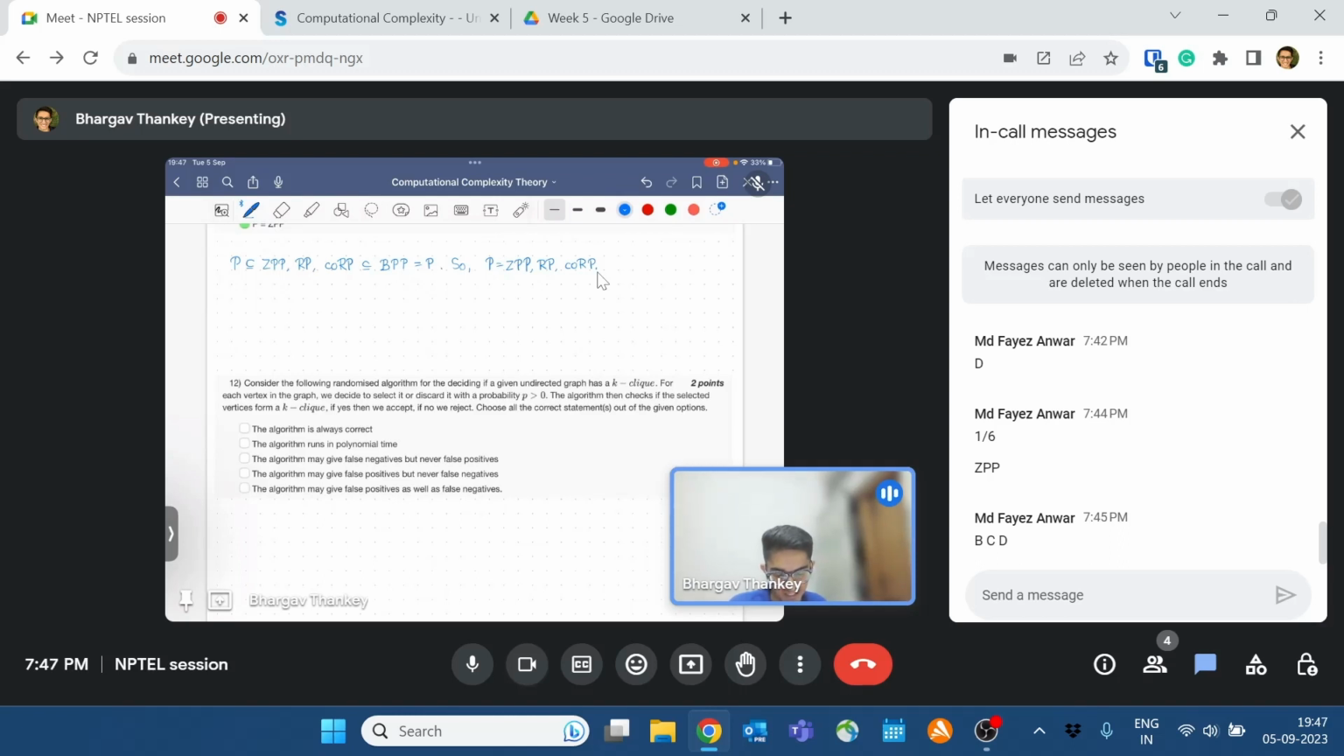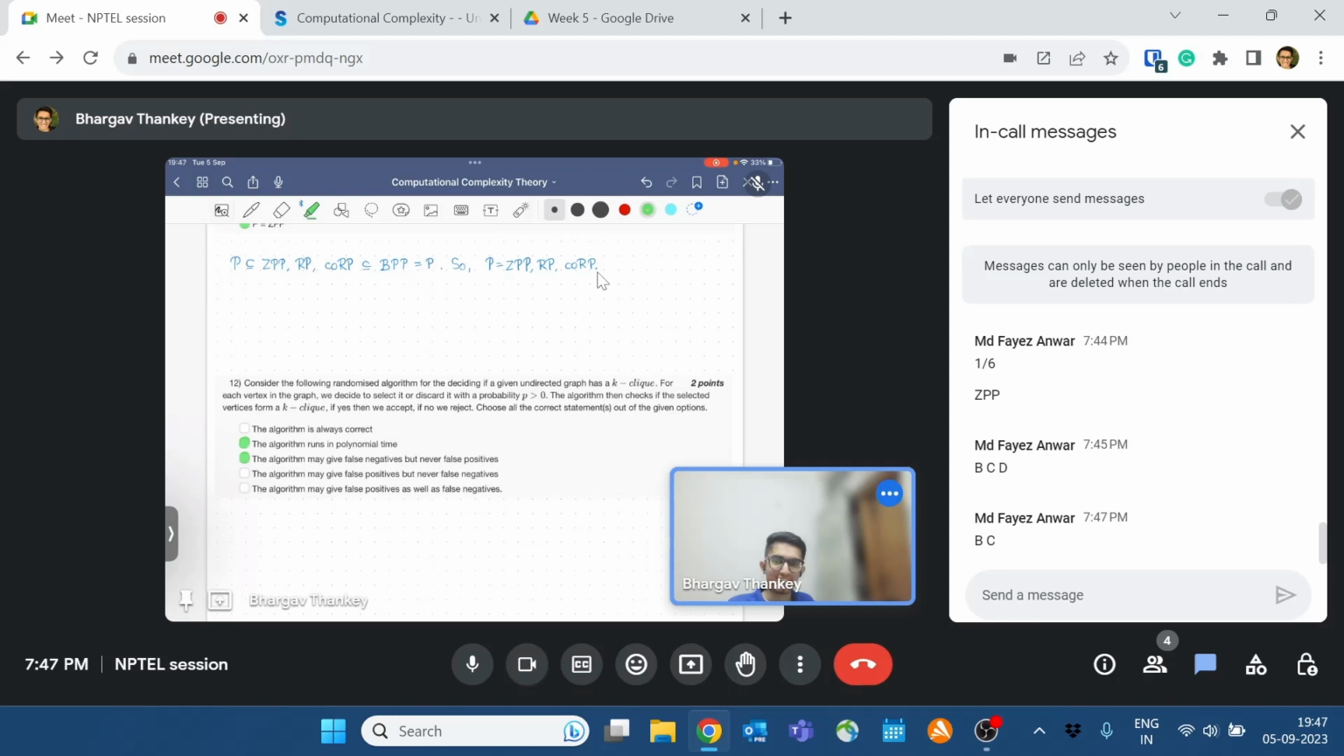The algorithm is always correct. The algorithm runs in polynomial time. The algorithm may give false negatives but never false positives. The algorithm may give false positives but never false negatives. So which of these are correct? You're saying B and C are correct. Yes, why does the algorithm always run in polynomial time?